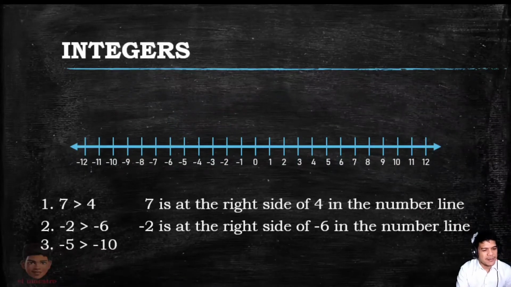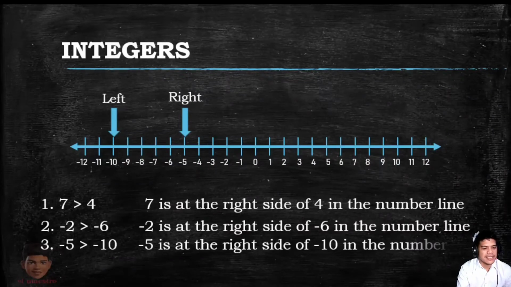So, negative 5 is greater than negative 3. Let's check. Negative 5, negative 10. Negative 5 is greater than negative 10, right? Since negative 5 is at the right side of negative 10 in the number line, thus we say that negative 5 is greater than negative 10.